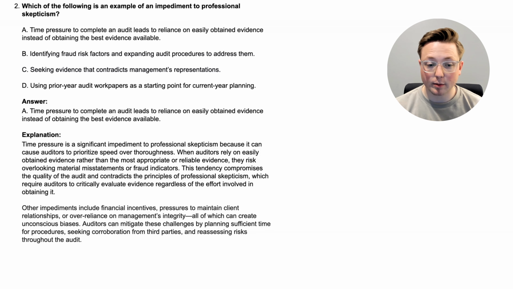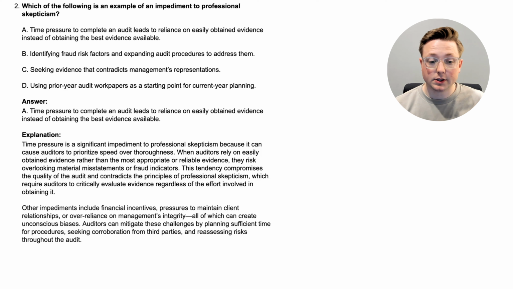This tendency compromises the quality of the audit and contradicts the principles of professional skepticism, which require auditors to critically evaluate evidence regardless of the effort involved in obtaining it. Other impediments include financial incentives, pressure to maintain client relationships, or over-reliance on management's integrity, all of which can create unconscious biases. Auditors can mitigate these challenges by planning sufficient time for procedures, seeking corroboration from third parties, and reassessing risks throughout the audit. Basically, there's a lot of things that can impede professional skepticism.